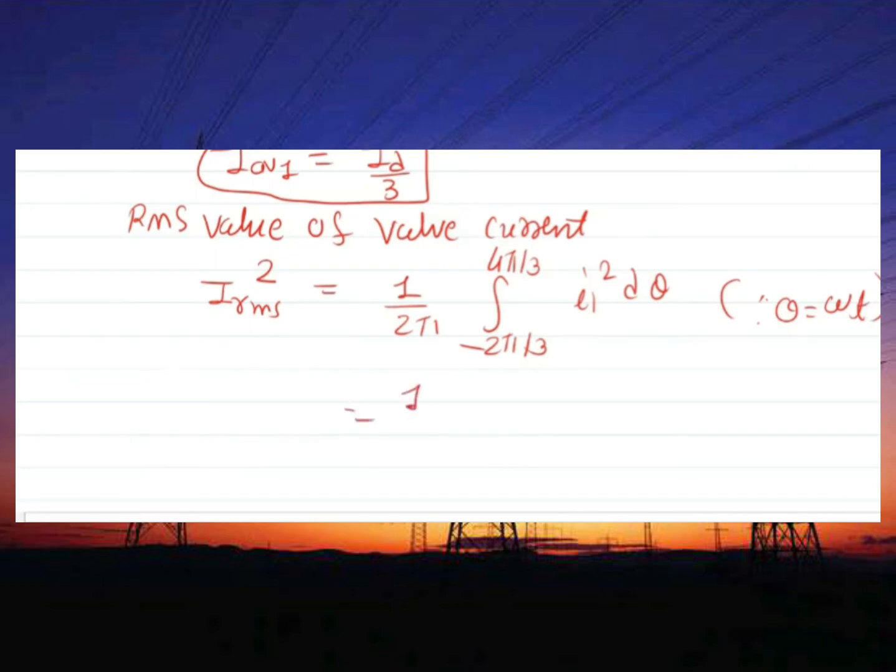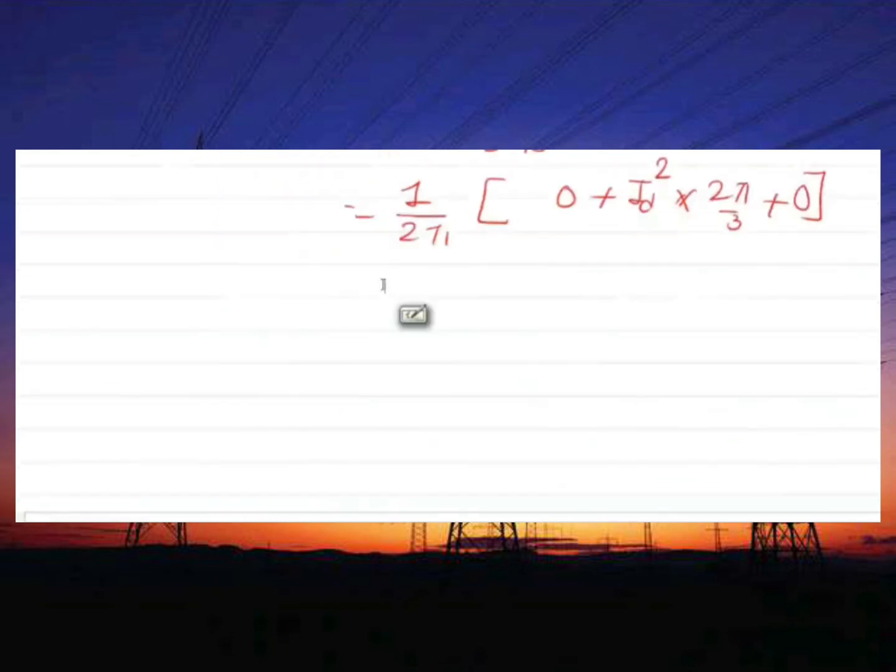So by putting that, you will get 1 upon 2 pi into 0 plus, now I1 square, that is ID square, multiplied by the upper limit 2 pi by 3, and again the second term, 0 to 4 pi by 3, is 0. Therefore, we take 0. So 2 pi cancels out, so it is ID square by 3. So the RMS value of valve current is ID by root 3.